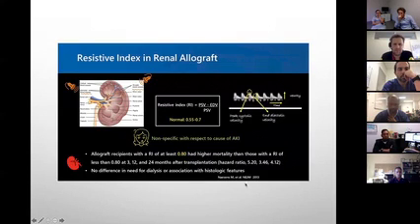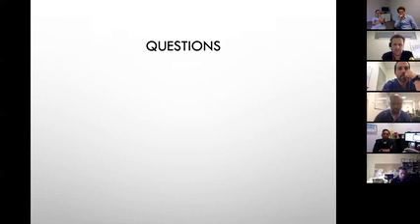But if you want to, there's one of the papers that was published in the New England Journal of Medicine, 2013. Their cutoff is 0.8. A resistive index of more than 0.8 seems to have higher mortality with transplant kidneys. So just remember that one. If you're thinking about transplant kidneys, just try to get some resistive indices. All right, any questions?